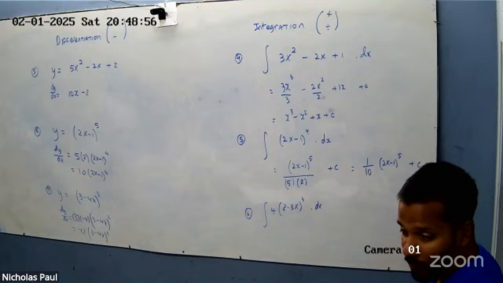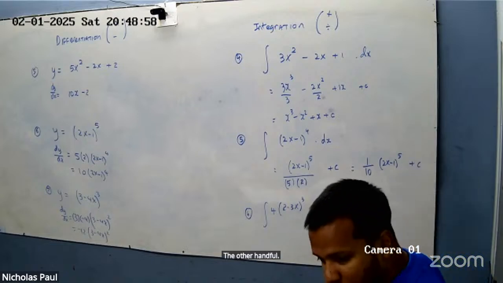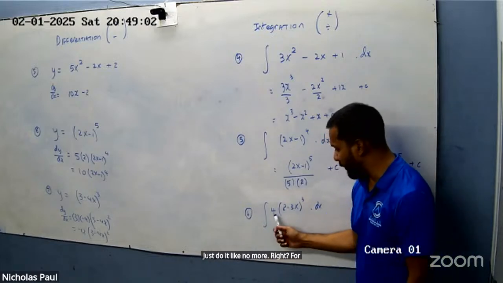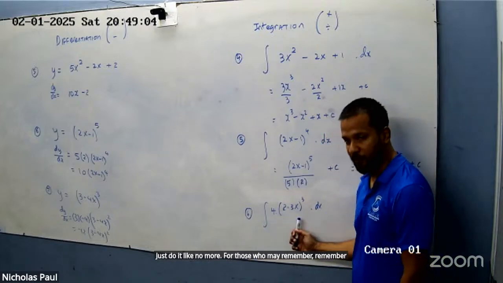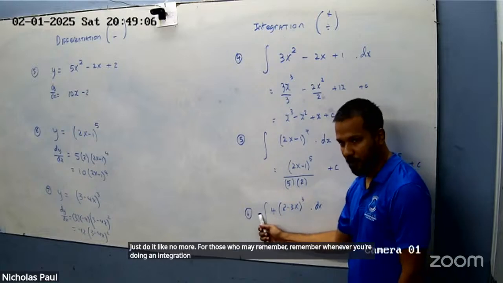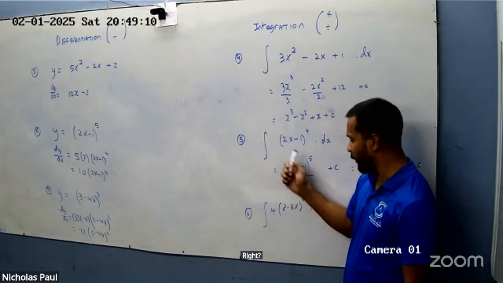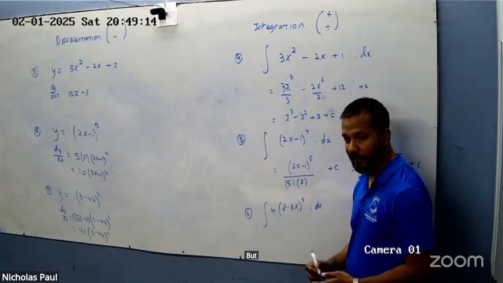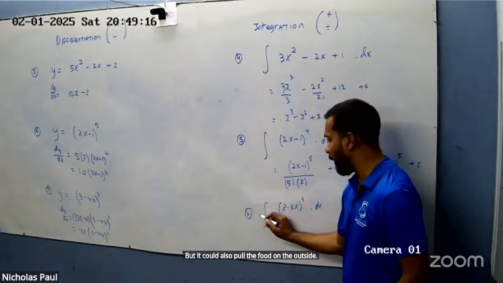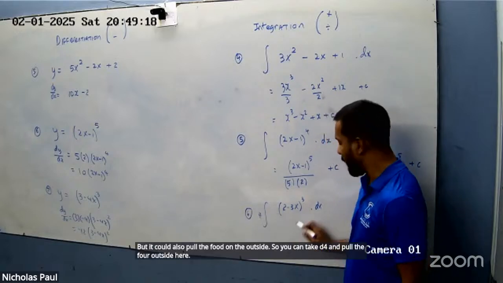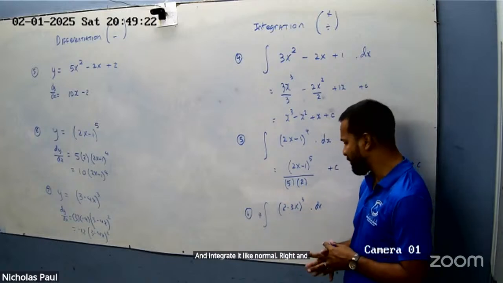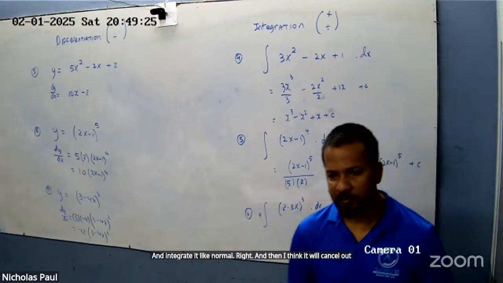Rather than 4, do it like normal. For those who may remember, whenever you do an integration, you can pull constants outside. So this 4, you don't have to leave it. You can leave it if you want, but you could also pull the 4 on the outside and integrate this like normal. And then I think it will cancel out.